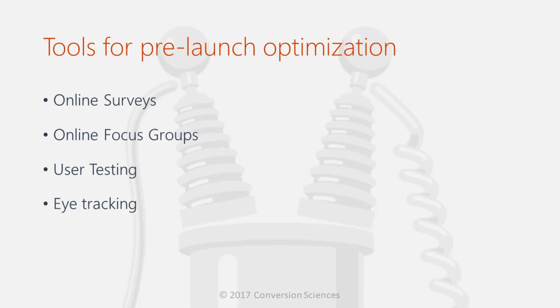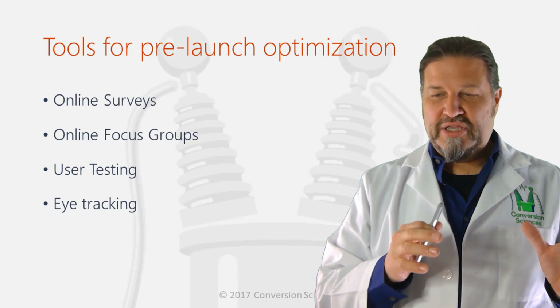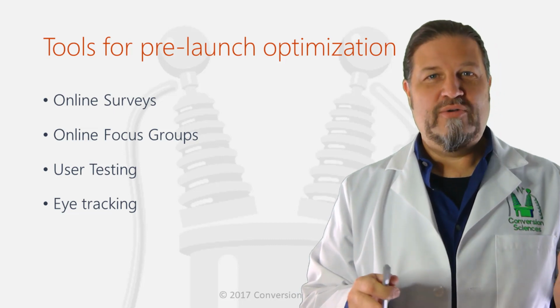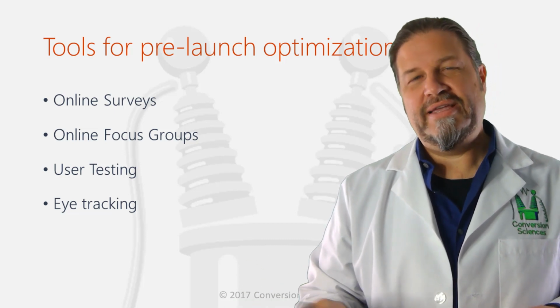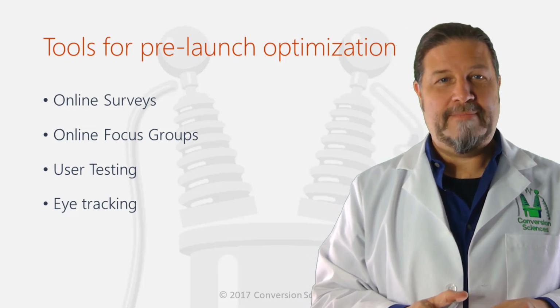When we're doing pre-launch optimization, we're using more traditional, what used to be called qualitative types of studies. We're actually going to design our quote-unquote qualitative studies, things like online surveys, online focus groups, user testing, and eye tracking. We're going to be using these as much as we can in a way that looks like an A/B split test. And we'll talk about how we do that.